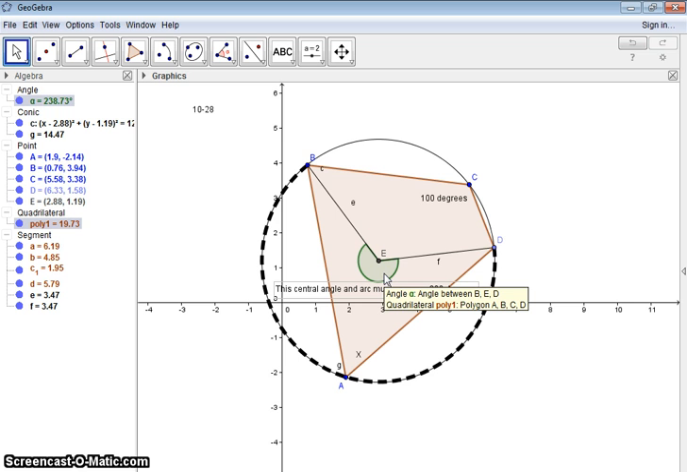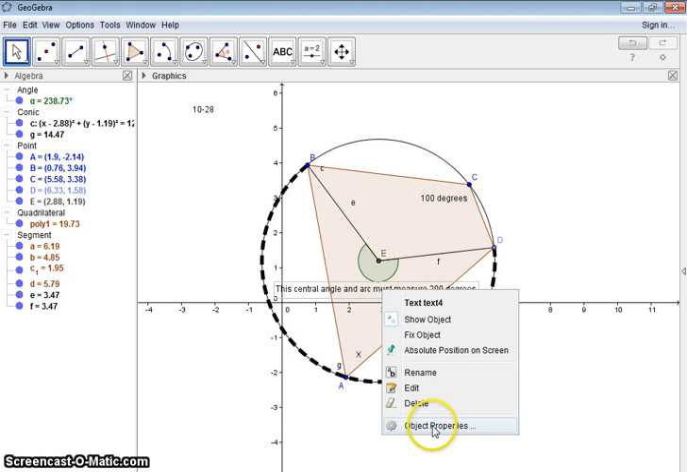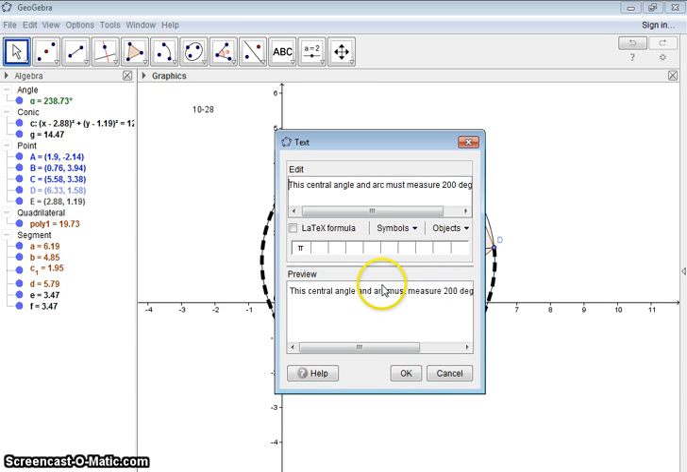This central angle must be 200 degrees because this angle is half the central angle. The central angle has a relationship to arc BAD in that their measures are considered the same. So the measure of arc BAD is 200. So let's edit this to add the clear vocabulary. The measure of arc BAD is 200 degrees. Now that's not the length, that's just the measure in degrees.